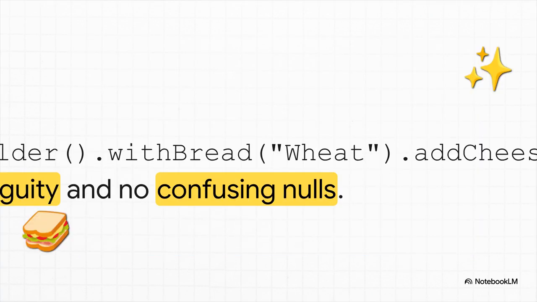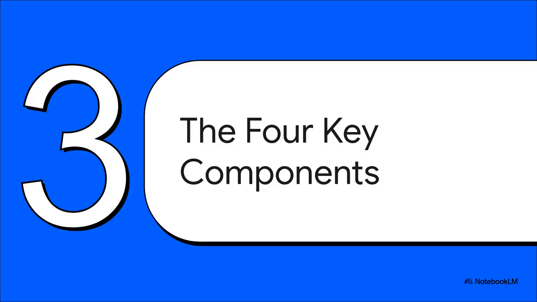And boom, this is the result. Just look at how clean and readable that is. You're creating a new sandwich builder. You're explicitly saying you want it with wheat bread, you're adding cheese, you're adding pepperoni, and then you call build. There's zero ambiguity, no confusing nulls. The code basically documents itself. You know exactly what kind of sandwich you're getting just by reading it. It's beautiful. So how does all this magic actually work under the hood?